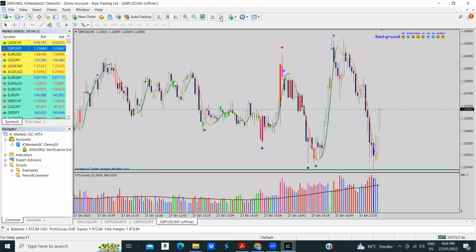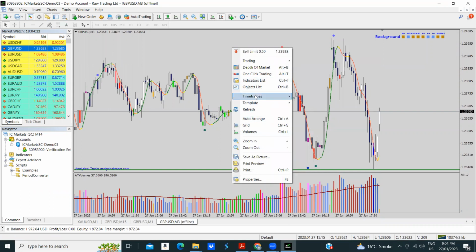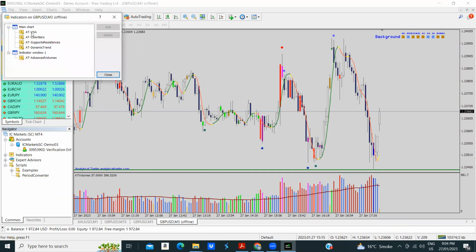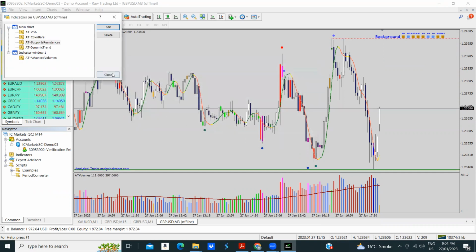After this, you just go to settings here, indicator list. In the indicator list, you go to ATA support resistance, edit, and then click on yes, short term, and just open it. You can also save the settings, so you don't have to do it again and again. Click on OK. Got it?